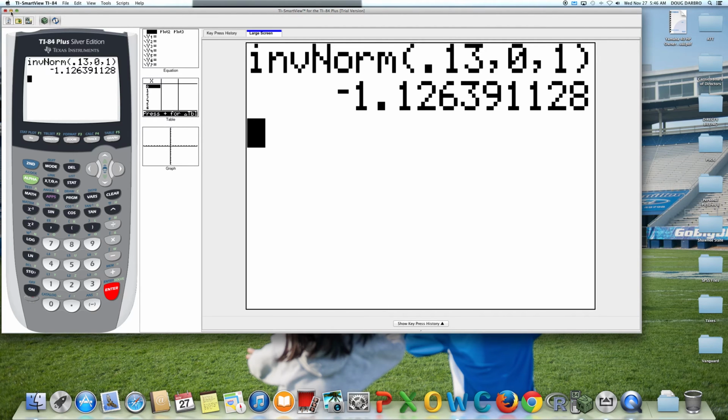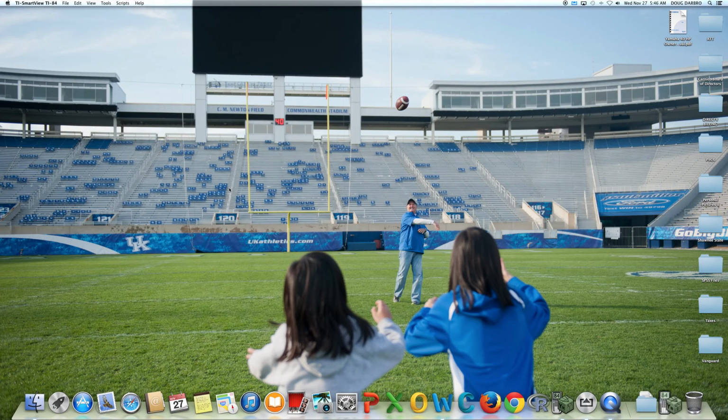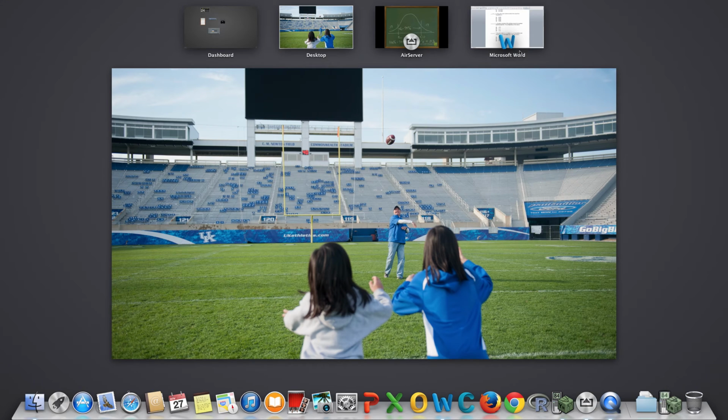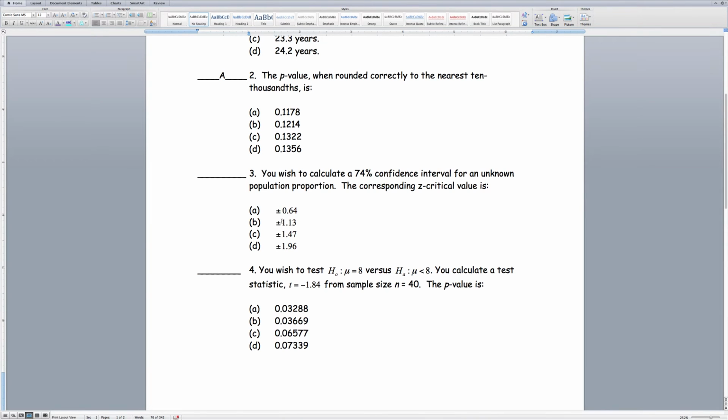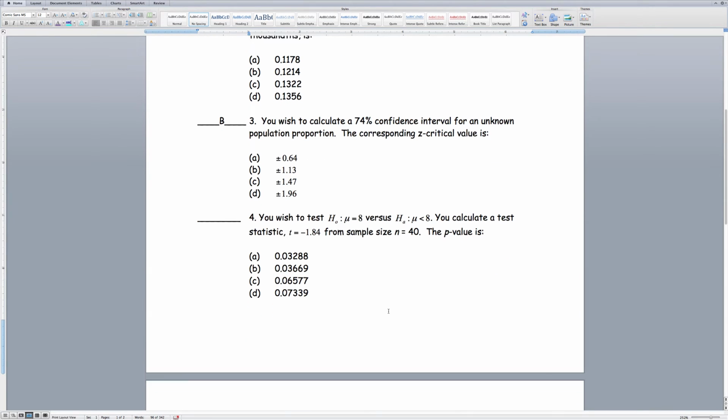So, now obviously, guys, if we were looking at the other side, it would be positive 1.13. So we got a plus and minus 1.13. So we're coming and checking that out, and the answer that's provided is B. So that's the correct answer.